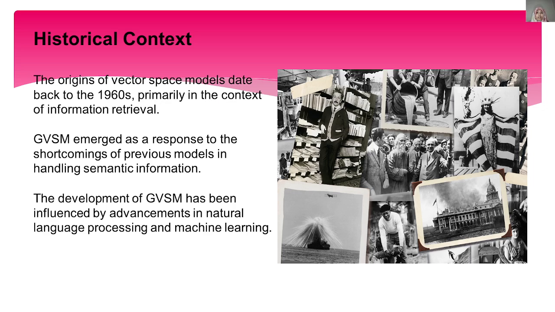Historical context of the generalized vector space model. The origins of vector space models date back to the 1960s, primarily in the context of information retrieval. The generalized vector space model emerged as a response to the shortcomings of previous models in handling semantic information. Its development has been influenced by advancements in natural language processing and machine learning.